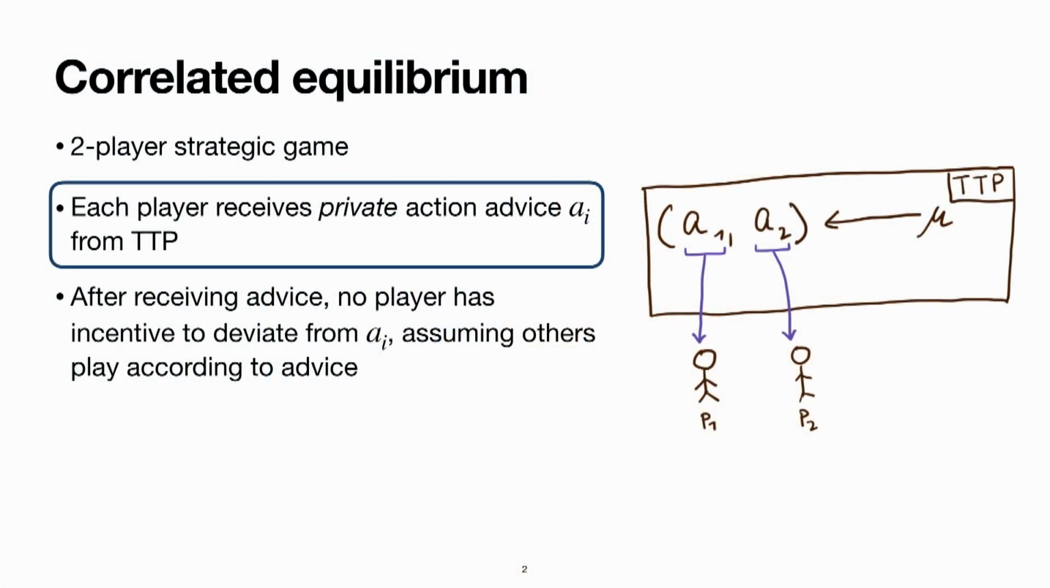So you have this setting of the correlated equilibrium where two agents are playing a game, and they are getting advice from a trusted third party, this TTP on the right. And you have a tuple of actions here that are given privately to the agents. So here you can see that P1 is getting A1, P2 is getting A2, and P1 has actually no idea of what P2 is getting. This is also sampled from this distribution mu. And the good thing here is that after receiving this advice, no player has an incentive to deviate from this action. And this is also what makes it correlated in comparison to a Nash equilibrium where they are acting independently.